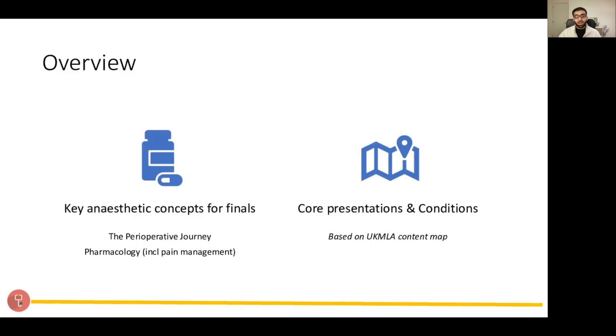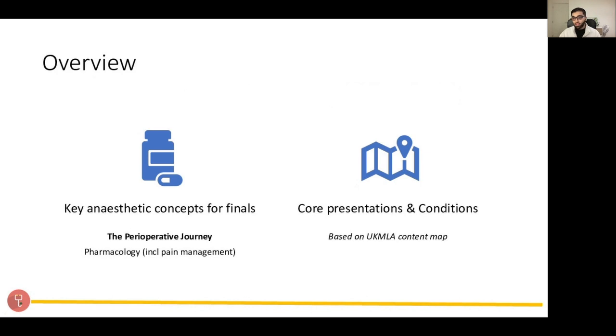So the way that we're going to cover this topic is firstly looking at a couple of key anaesthetic concepts at the level of finals through the perioperative journey. This will include the pre-operative phase, intraoperative and post-operative, and we'll also touch upon some important pharmacology, including pain management, which is a key area of focus of the UK MLA curriculum. Then we'll tie up any loose ends and focus on other areas of the UK MLA content map that haven't really been covered through this journey.